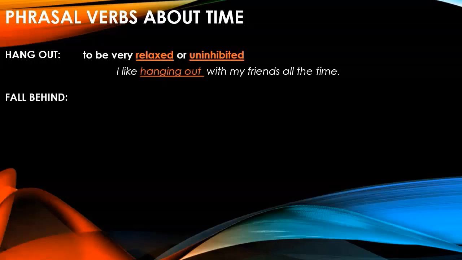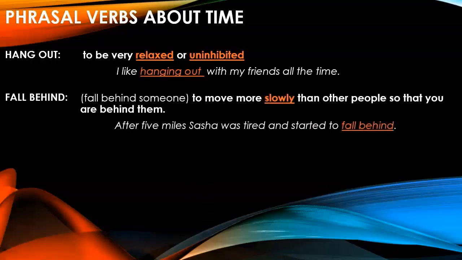Okay, next one. Fall behind: to move more slowly than other people so that you are behind them. We have that preposition behind. For example, after 5 miles, Sasha was tired and started to fall behind. In this case, it's like a marathon or a race.